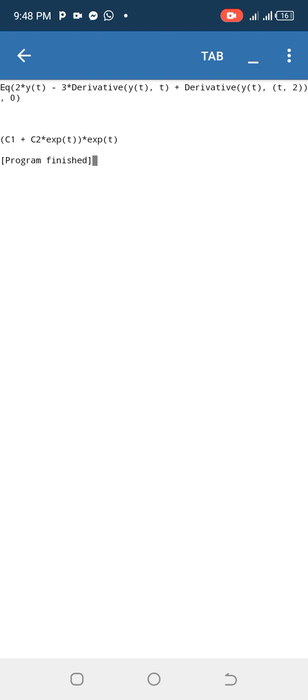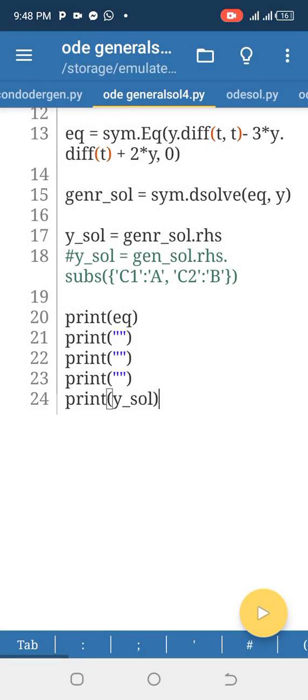So SymPy has simplified this by creating a bracket outside, factorizing out the exponential of t. Let's go back to our code and we see.